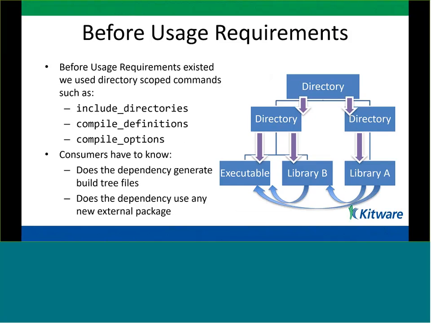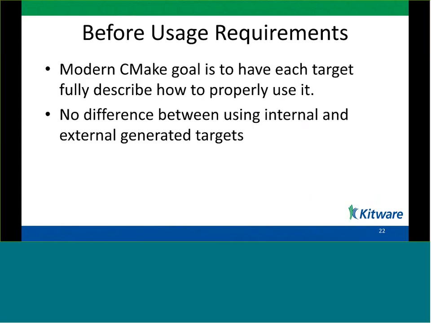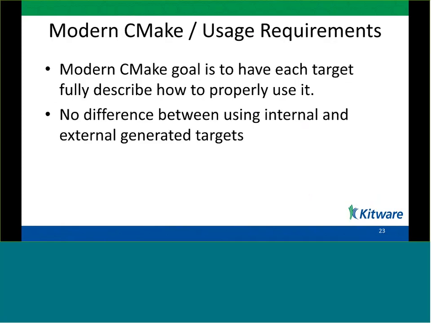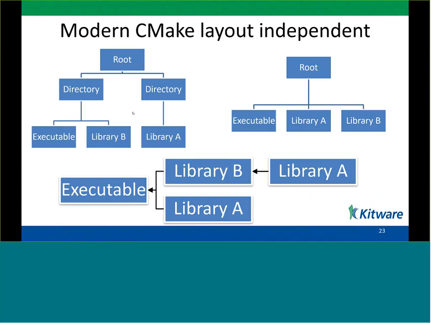Before usage requirements, the commands you would say, you know, include directories, compile definitions, compile options, and they would inherit down. The consumers needed to know, does the dependency generate build tree files? Does the dependency use any new external package? So there was lots of things that you had to know. In modern CMake, the goal is to have each target fully describe how to properly use it. No difference between internal and external targets. So the layout is independent. You can have it any way.